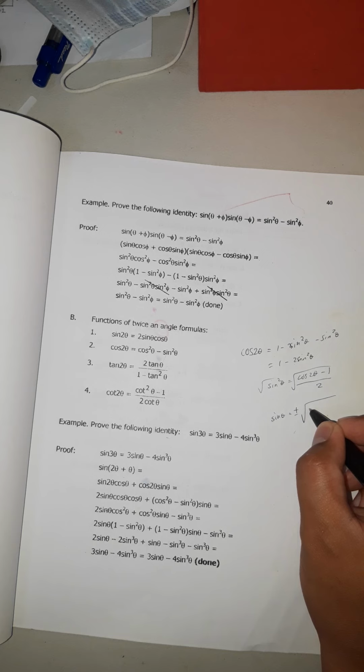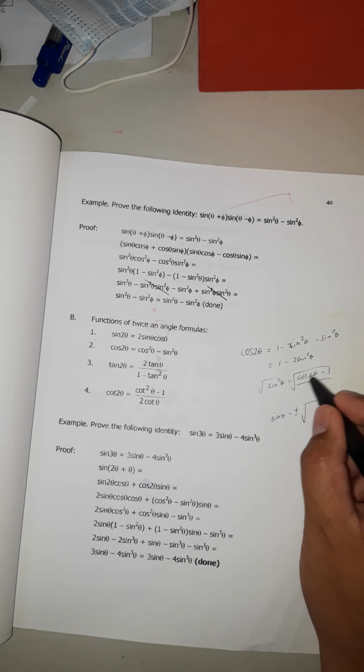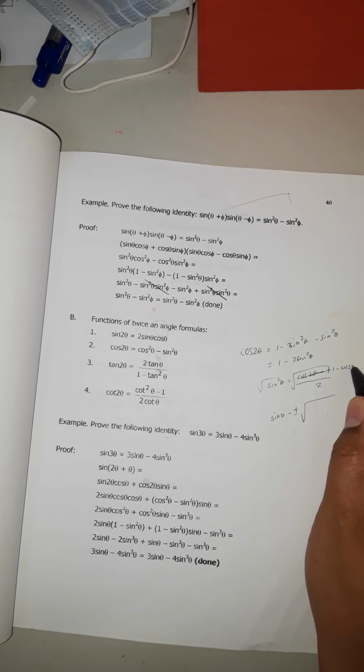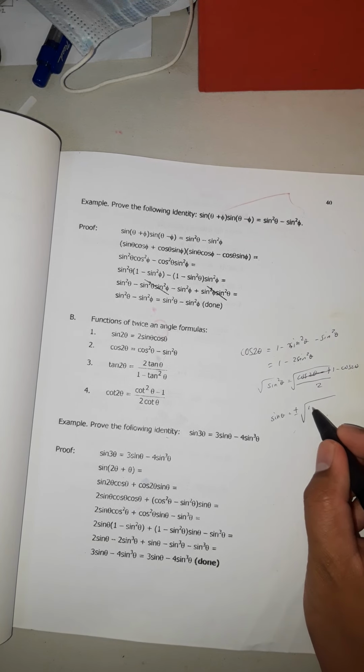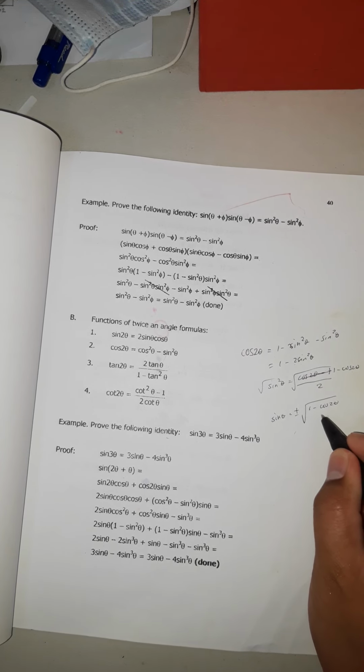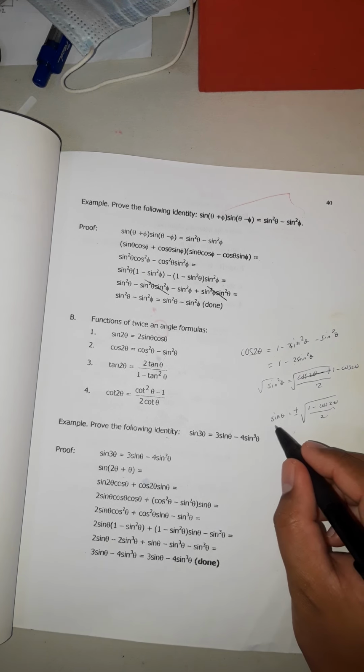Cosine. Bali lagi na ako. So, transpose. Bali na ako, sorry. 1 minus cos 2 theta na siya. Okay? So, 1 minus cos 2 theta all over 2. Okay? So, that is for our sine.